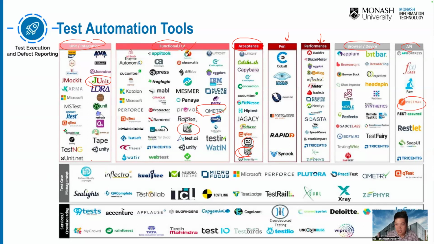And because in the real world there are lots of test cases, we need to manage the test cases as well. There are also different companies that provide testing services, like Deloitte, Accenture, Tata Consultancy Services, Wipro, yeah, we have Wipro in Australia as well. That's test automation tools.